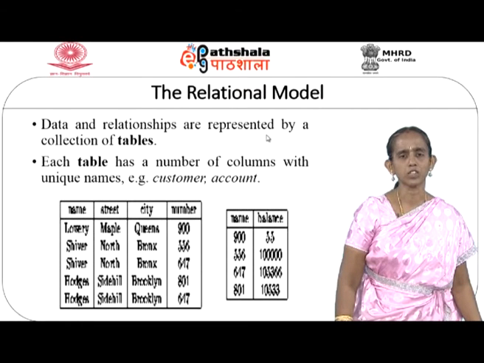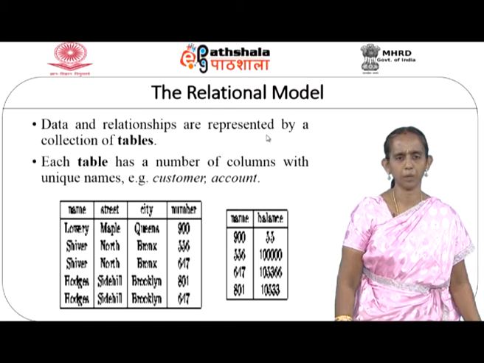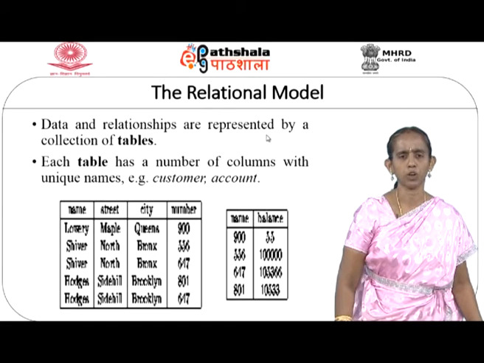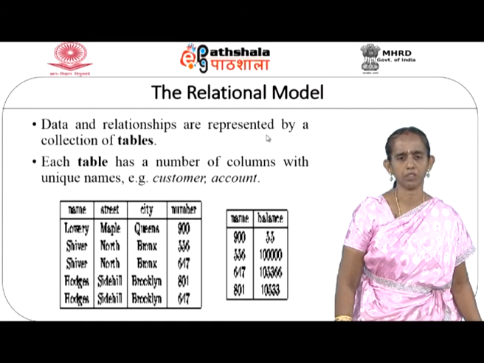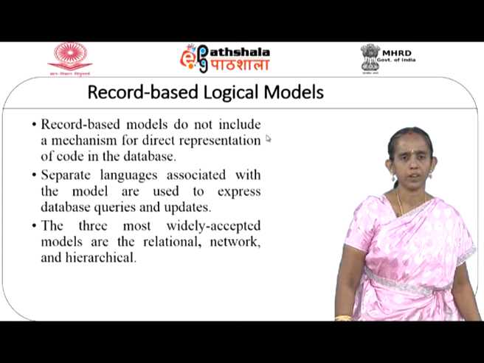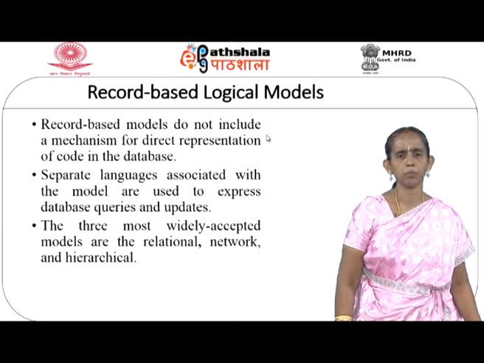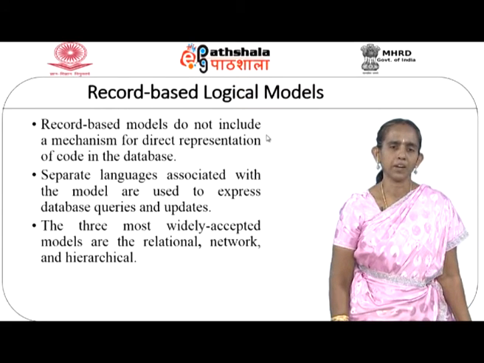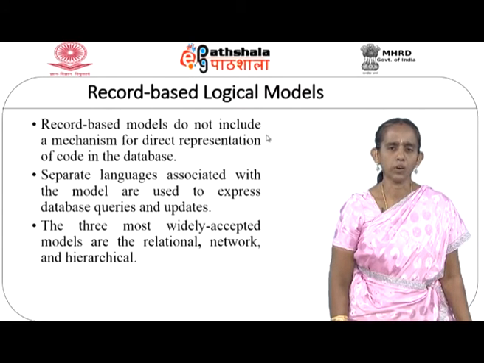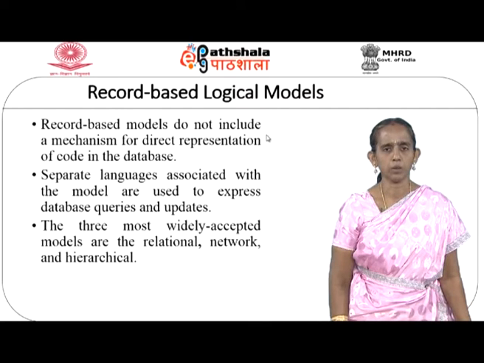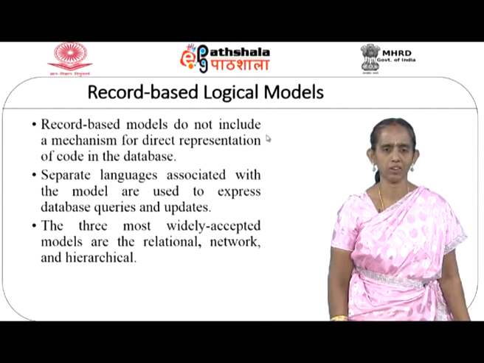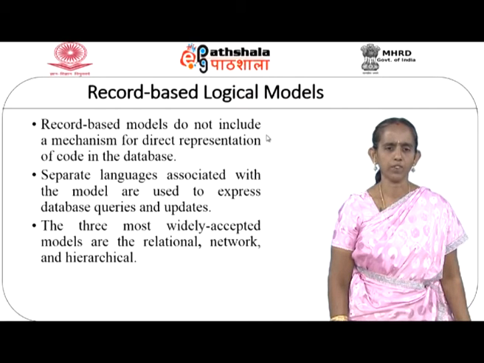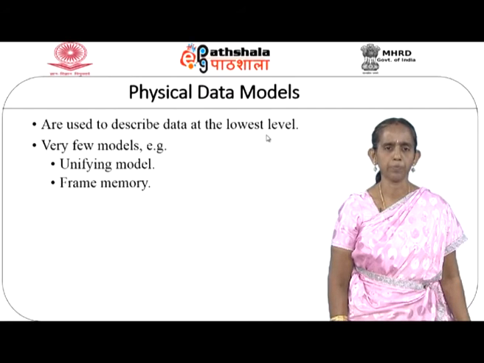In the relational model, the data and relationships are represented by a collection of tables, and each table has a number of columns with unique names, example customer and account. Record-based models do not include a mechanism for direct representation of code in the database. Separate languages associated with the model are used to express database queries and updates. The three most widely accepted models are the relational model, network model, and the hierarchical model.